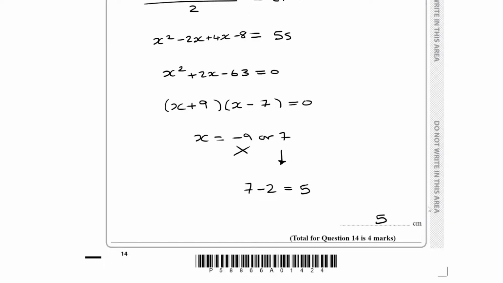Let me have a look at the comments. Yeah, it can't be negative, so you have to use the 7, exactly, so it makes 5 at the end.